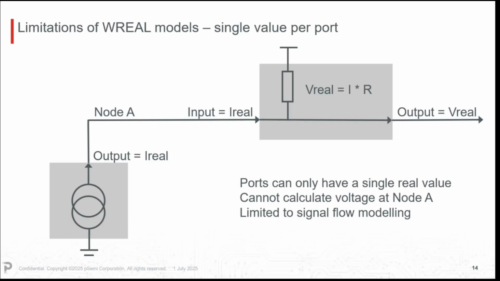The trouble is a port can only have a single real value, and so we can't calculate the voltage at this particular node. We can treat it as a current, or we can treat it as a voltage, or some other quantity, but we can't do both at the same time, which is what we need to do for a conserved signal model. So that's quite limiting. It's fine for many applications, because signal flow modeling is absolutely fine for many systems, just not for this one.